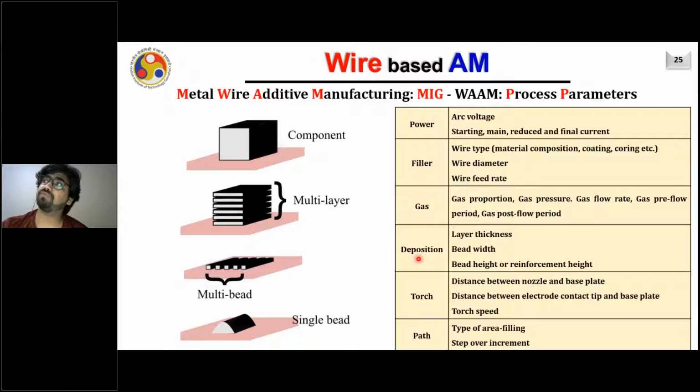Then the deposition: what kind of layer thickness you are using, what is the width of the bead which you are depositing, and what is the height of this bead. The torch related parameters are the distance between the nozzle and the build plate while depositing the material, the distance between the electrode contact tip and the base plate, and the torch speed, meaning what speed you are moving your torch over the substrate. And then in the end, the path. The paths involve what kind of area filling strategies you are using, and what is the distance between two consecutive passes. For example, if there is one pass, how far is the next pass going to be? So all these are the process parameters influencing the wire arc additive manufacturing process, right?